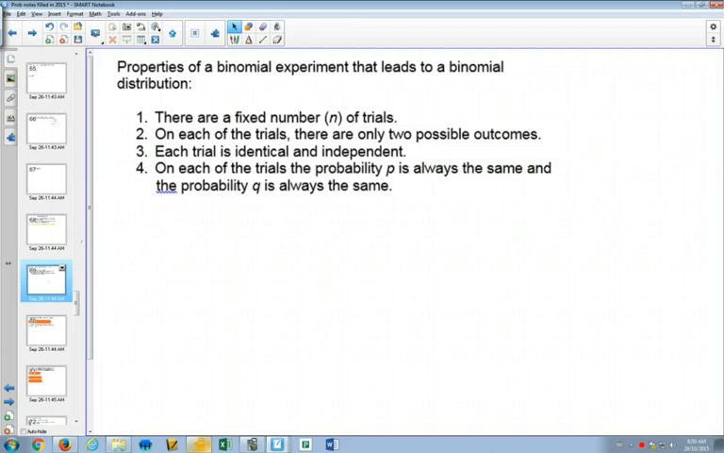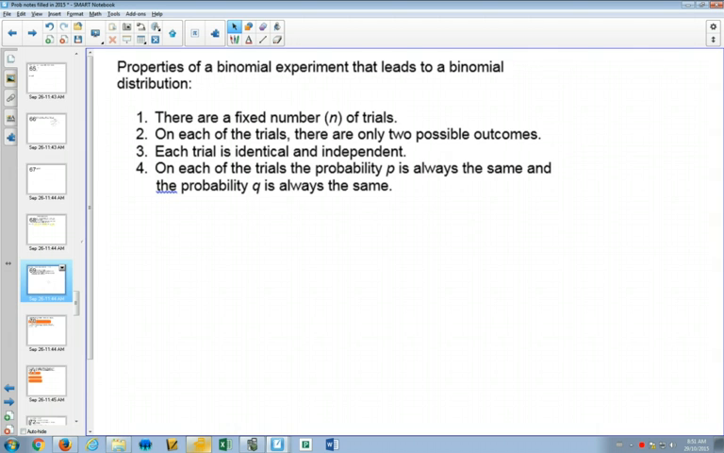So what you do is you do a fixed number of trials. Let's say you're flipping a coin. You say, I want to flip a coin 10 times. What are the chances that I get 3 heads? What are my chances of getting 4 heads, 5 heads, 6 heads, 7 heads? All of those. Right? Each of those trials, there's only the 2 possible outcomes.